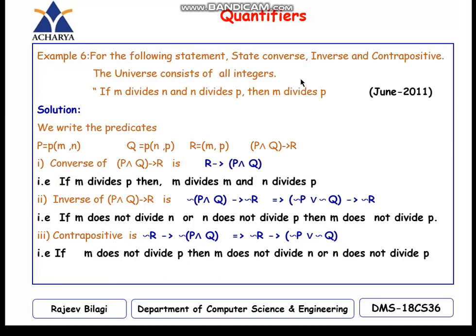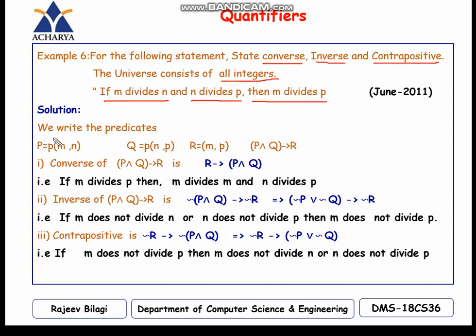Okay, so now we'll go ahead with another problem, which is a very important problem. For the following statement, write down the converse, inverse, and contrapositive. The statement is: if m divides n and n divides p, then m divides p.